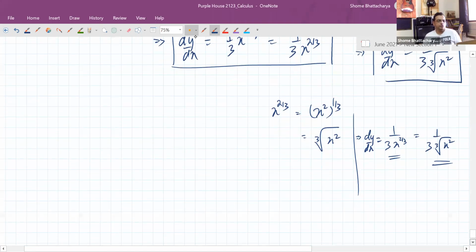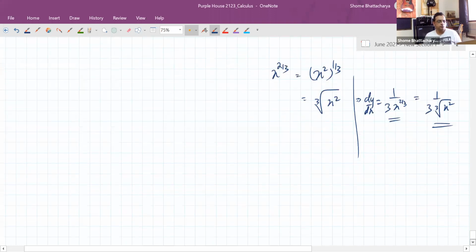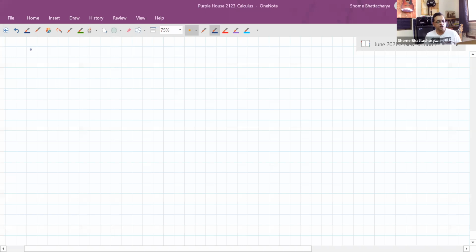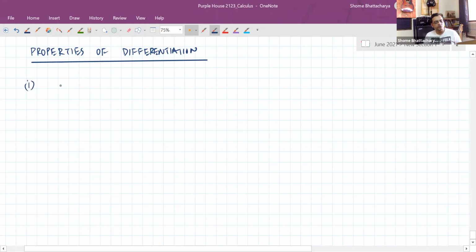Okay, now before we conclude, we will see one more property of differentiation. This was the formula. Now we'll see another thing, which is the properties of differentiation. Now there are quite a few properties, okay, but we'll start with basic property today. And the first of the basic properties of differentiation is differentiation of a constant is equal to 0.